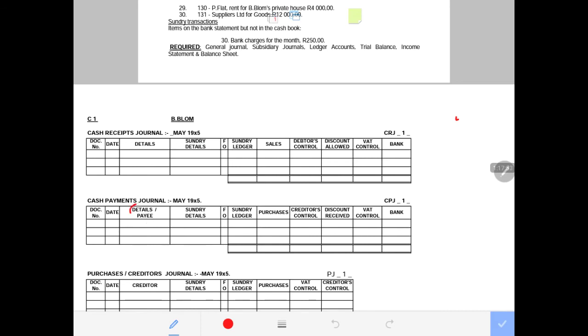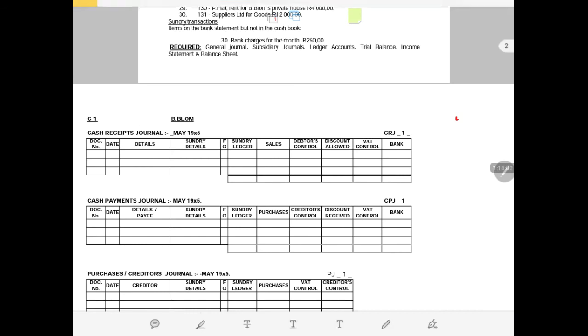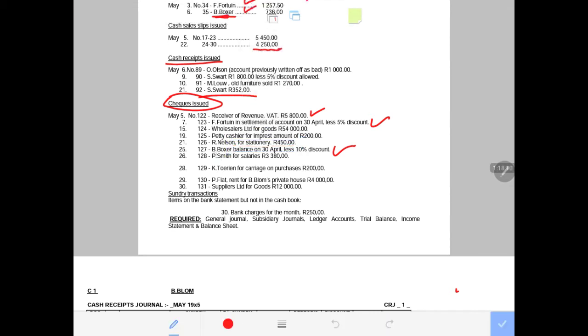payee. Also that is cash payment journal, sorry, there we write under payee the name of the person that we are paying. Then now we come to the next one, which is B Boxer. We are paying the balance of B Boxer. How much the balance, we still go and check. B Boxer balance on the 30th, and we got a discount of 10% from B Boxer. And from this one, this will be cool. I'll just go straight to the rent amount.